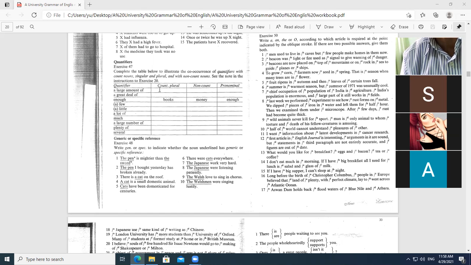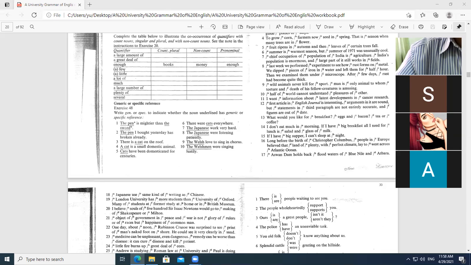Can we say a large amount of book? Or a large amount of books? Books. So it is used with what? With plural. But a great deal of. Can we say a great deal of books? No. Can we say a great deal of money? Yes. We can say a great deal of money or a great deal of books. Can we say a great deal of book? No. Even a great deal can be used with count, with uncount, but not with a singular. Plural.